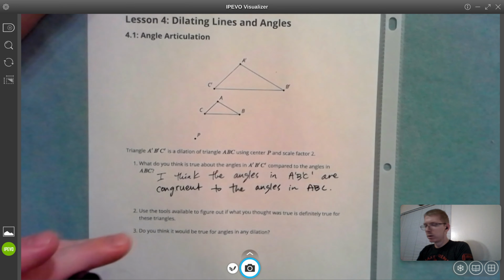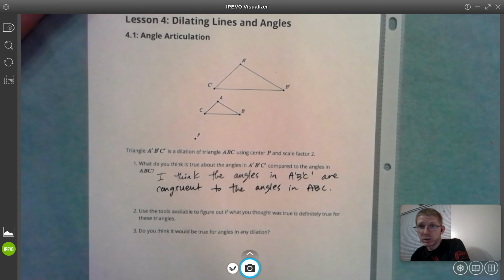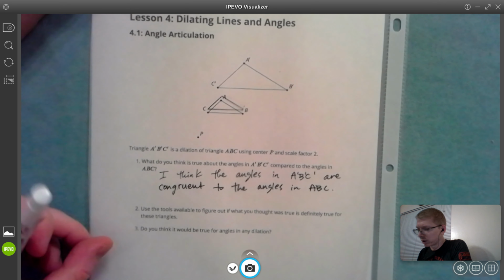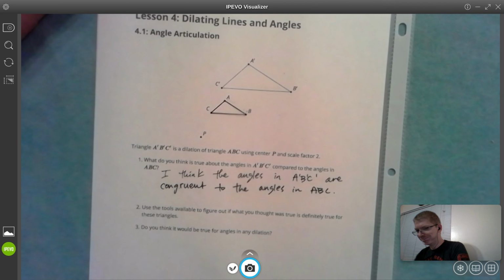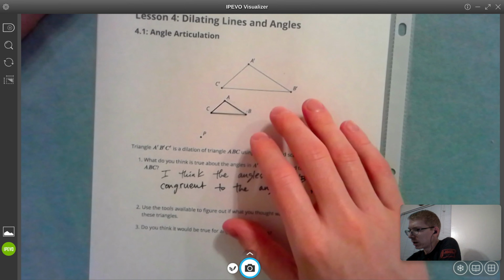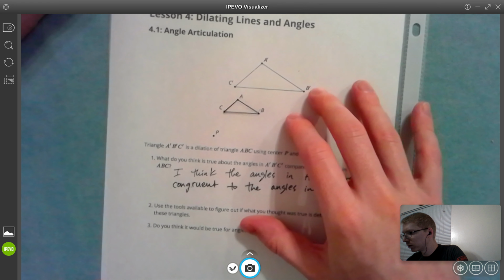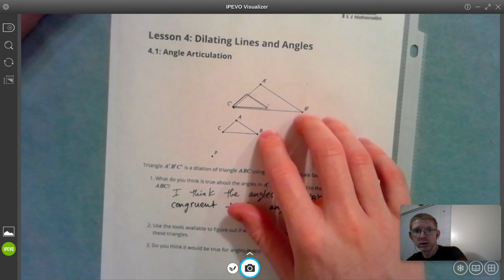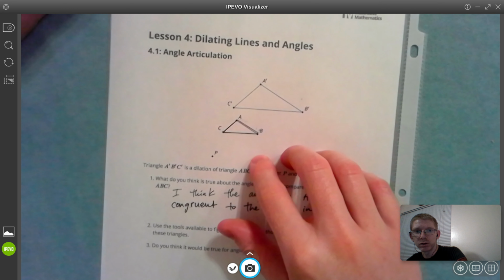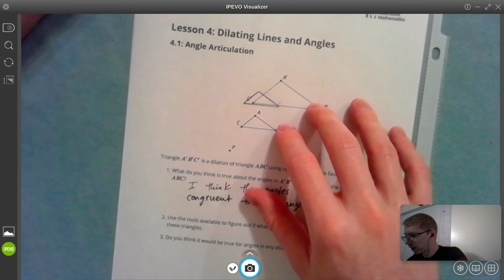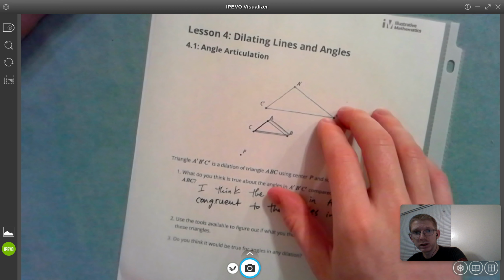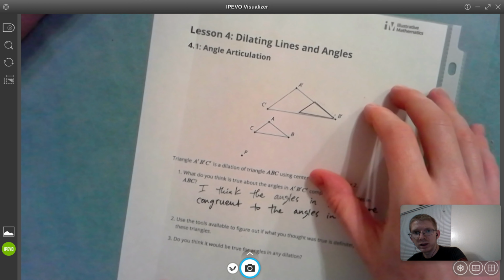Okay. Now, let's go ahead and figure out if this statement is actually true. So here is our sheet protector, and this is one of our tools that are available. We can slide the sheet protector to look at angle C and compare it to angle C, and it looks like those match up. We can compare angle A to angle A, looks like those match up. And angle B compared to angle B, looks like those match up as well.